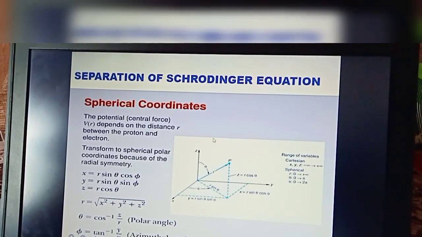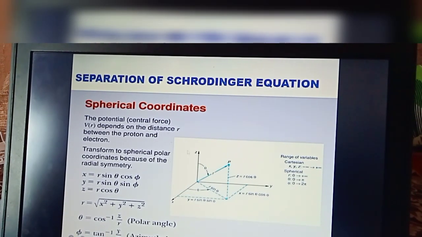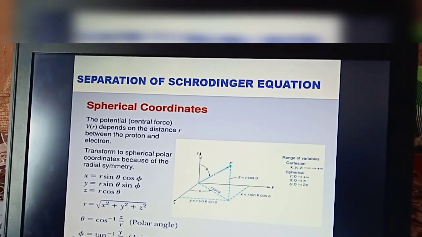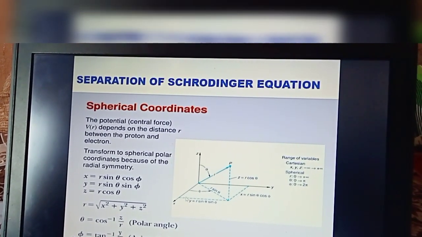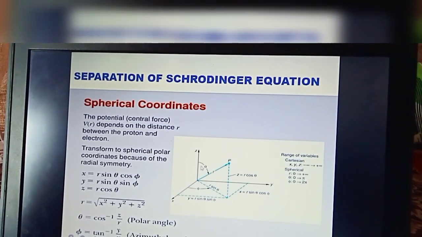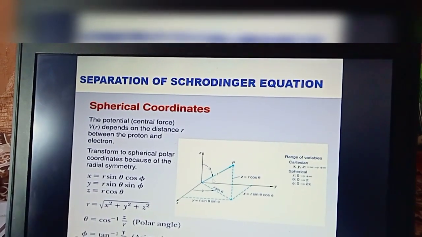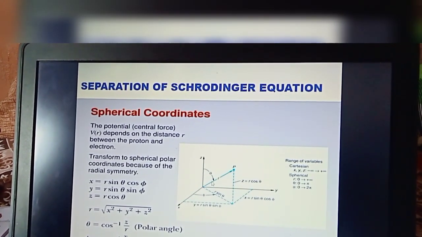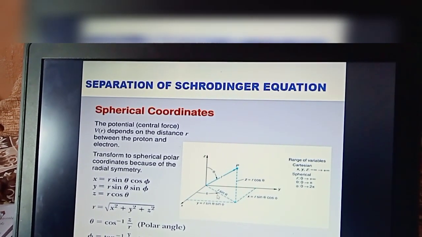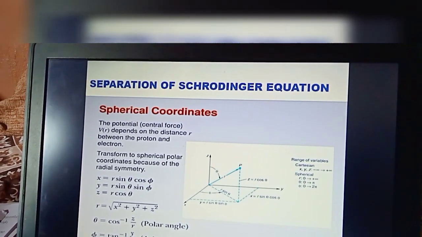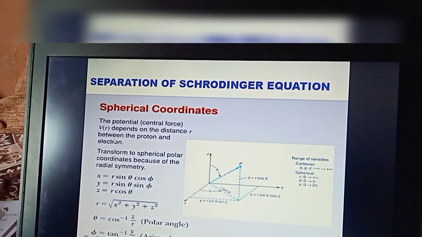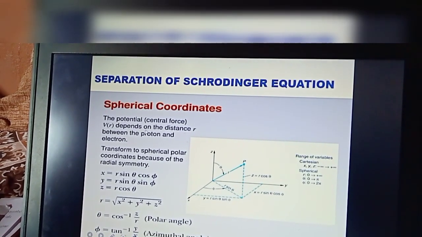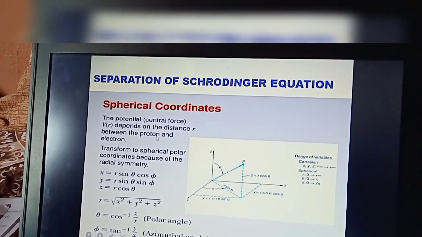Please see our diagram, which shows spherical coordinates, along with Cartesian coordinates x, y and z. P is a fixed point and r is the distance between the origin and the fixed point. Theta is the polar angle and phi is the azimuthal angle. In spherical coordinates, the potential of the central force V(r) depends on the distance r between the proton and electron.